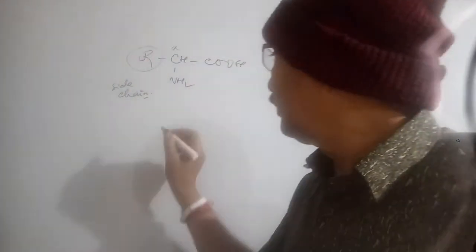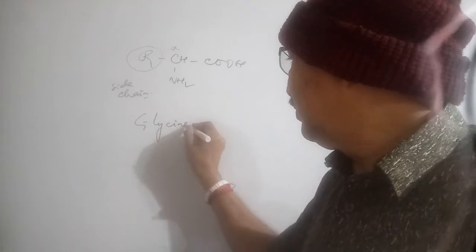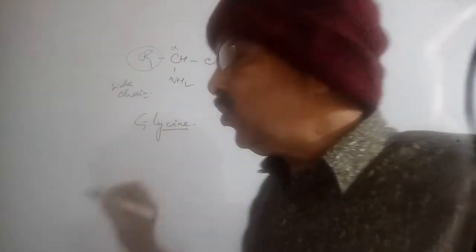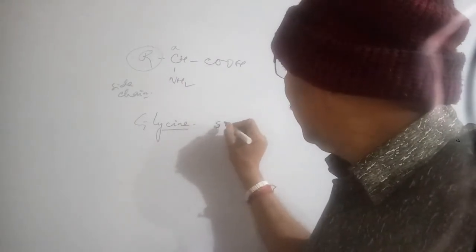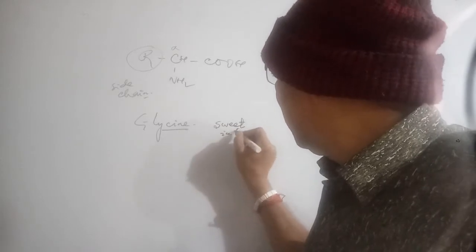Now, all amino acids have trivial names which generally reflect the property of that compound or its source. For example, glycine. Its property is that it has a sweet taste.